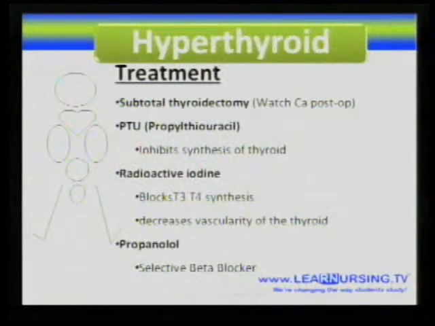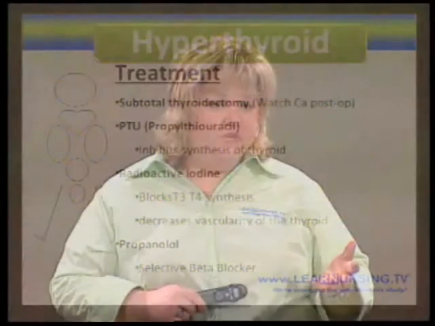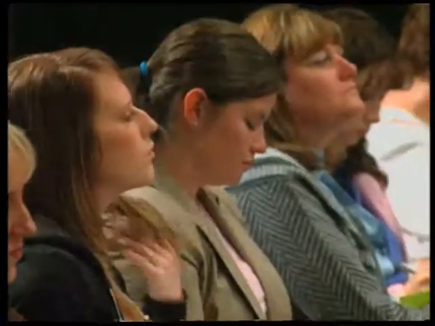Now, oftentimes, instead of the subtotal thyroidectomy, the surgery, we'll go with something like radioactive iodine. The patient eats no salt for several days, so they have low iodine, and then they swallow a pill that's radioactive iodine, and the thyroid will suck it up. It's pretty cool, really pretty low risk, and it's a lot better than putting somebody through surgery. And that radioactive iodine will block the T3, T4, it decreases the vascularity of the thyroid, and the thyroid pretty much bows out, checks out. So that's a fabulous way to do it, and a lot lower risk. You can try that. They usually don't do the surgery unless they absolutely have to. It just doesn't respond.